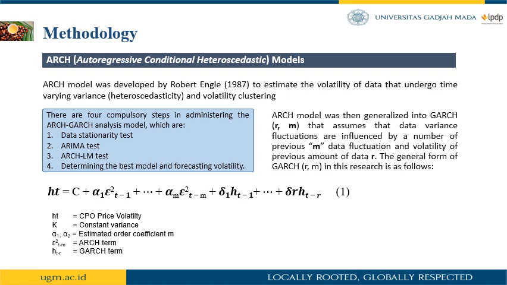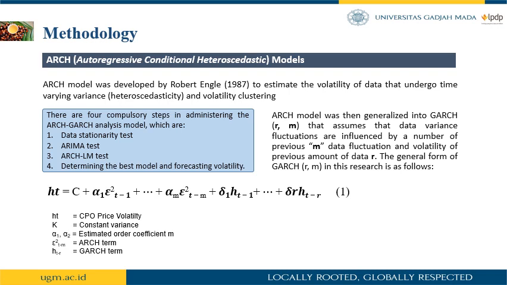This research used two models. First is ARCH, autoregressive conditional heteroscedastic models. The ARCH model was developed by Robert Engle to estimate the volatility of data that undergo time-varying variance or heteroscedasticity and volatility clustering. The ARCH model was then generalized into GARCH (p,q) that assumes that data variance fluctuations are influenced by a number of previous p data fluctuations and volatility of previous q amount of data. The general form of GARCH in this research is as follows, as in the presentation.